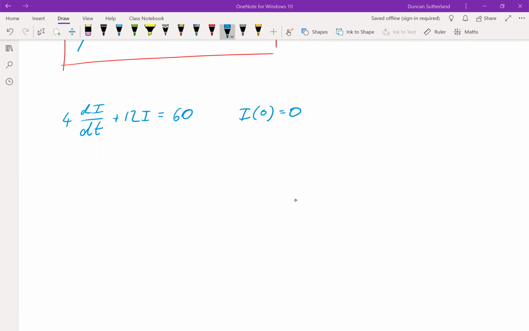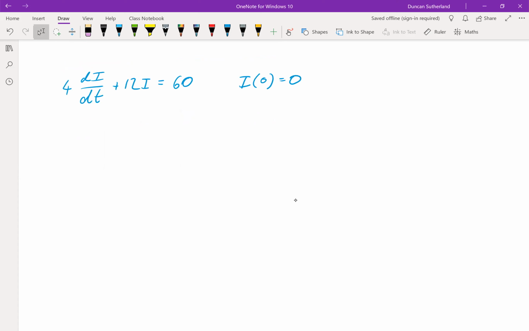Okay, so we've got another example here of a linear first order ODE. And this one might be quite familiar to electrical engineers, where I represents current and T represents time. We note, however, that this isn't quite in the following form.